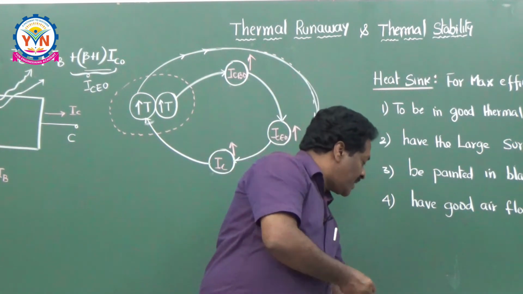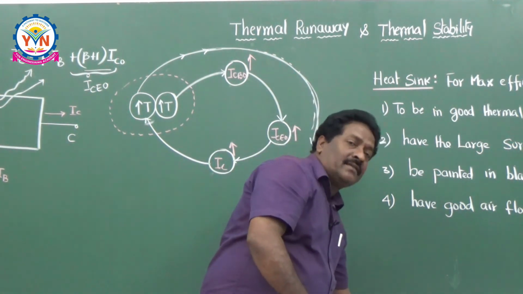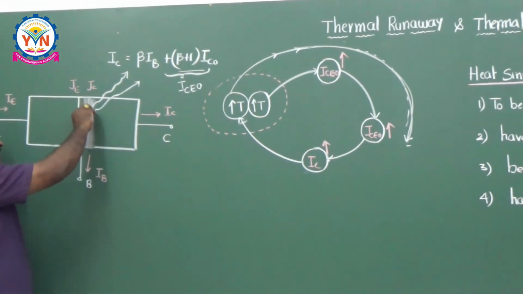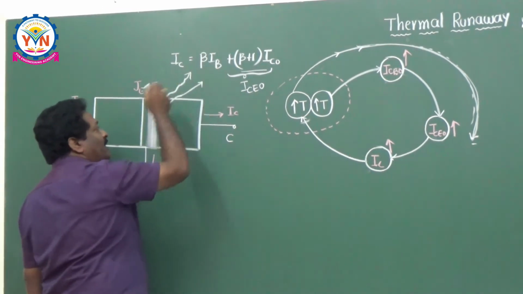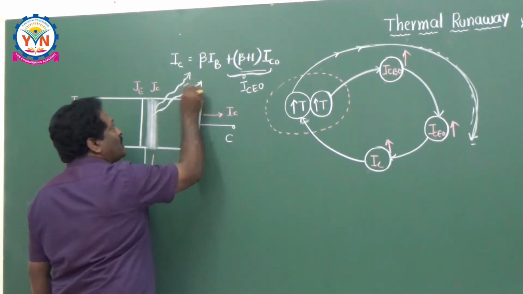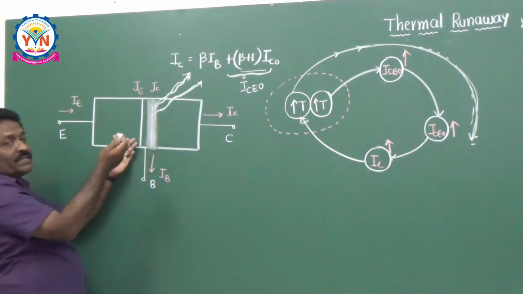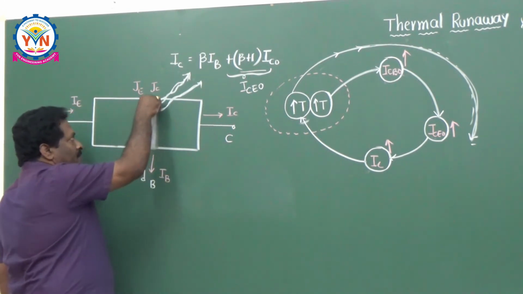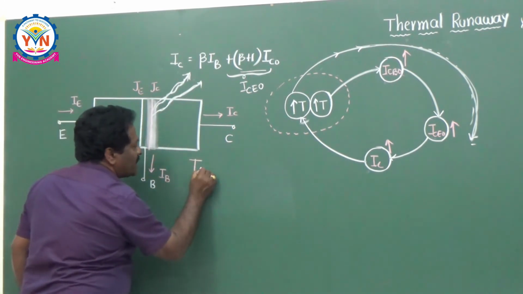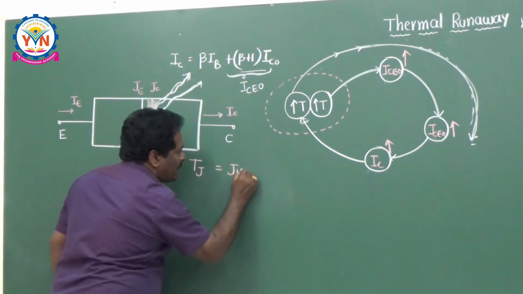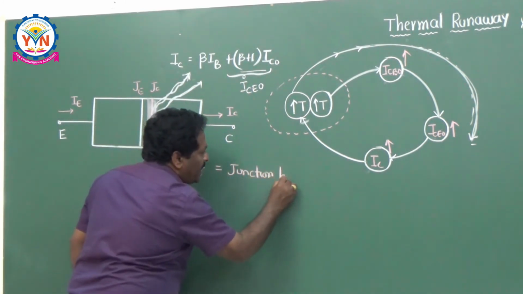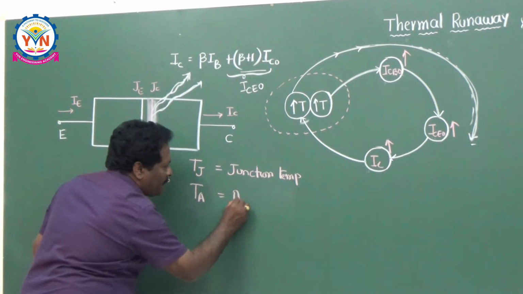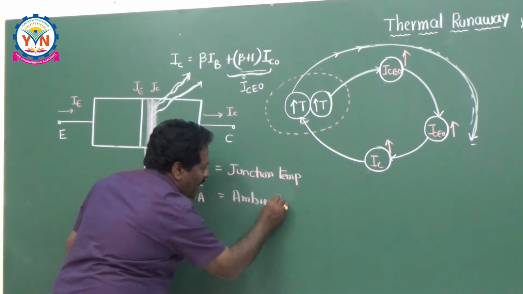So mathematically, if you want to protect your device, that is the transistor, whatever heat is generated here has to go to the surroundings immediately. So the dissipation of power should be more compared to the generation. Mathematically, let us say Tj is the junction temperature, and Ta is the ambient temperature. Ambient temperature means the temperature of the surroundings.